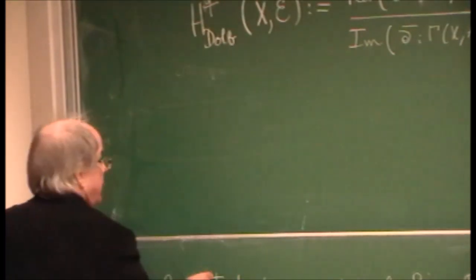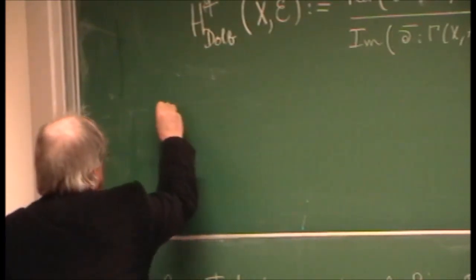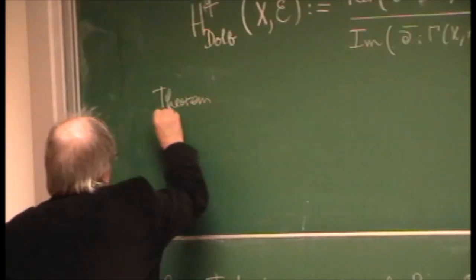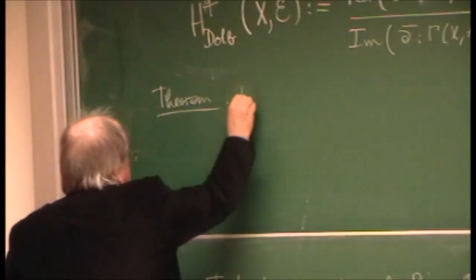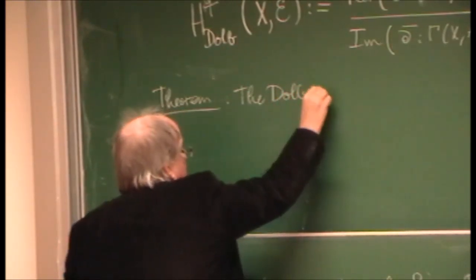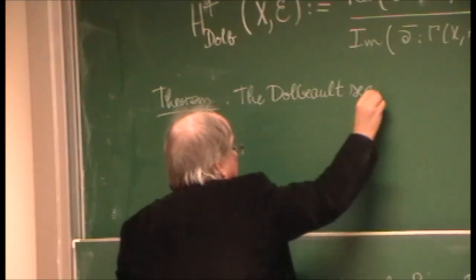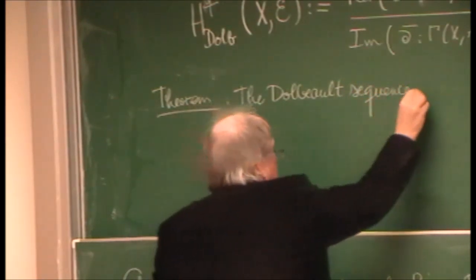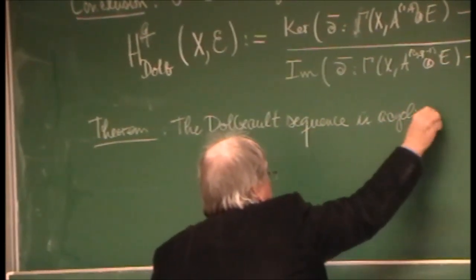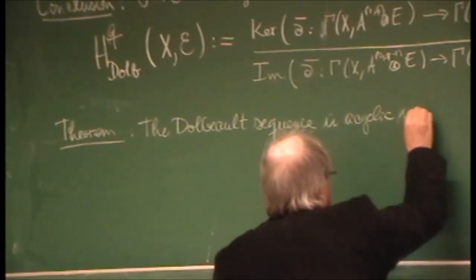The next step is exactly what I want to say, is the double exact sequence. So the theorem is this: the double exact sequence above is acyclic. That means acyclic in Čech cohomology.